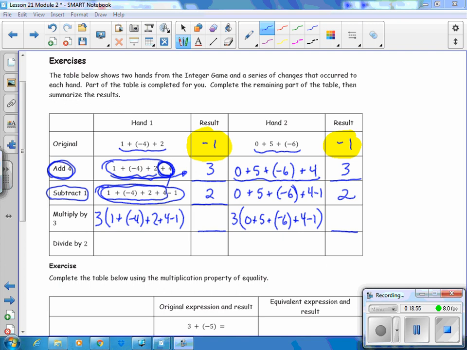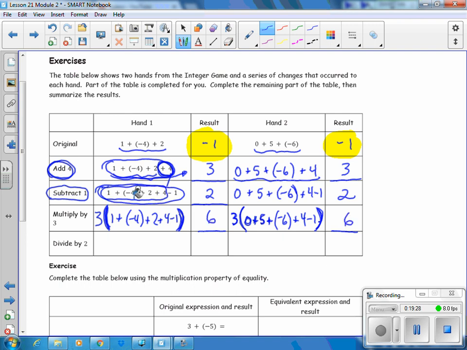For this problem, you'll want to enter into your calculator 3 times parentheses 1 plus -4 plus 2 plus 4 minus 1, close the parentheses and press equal. For the other problem, you will do 3 times the parentheses 0 plus 5 plus -6 plus 4 minus 1. Close the parentheses and press equal. And you should have gotten 6 for those.